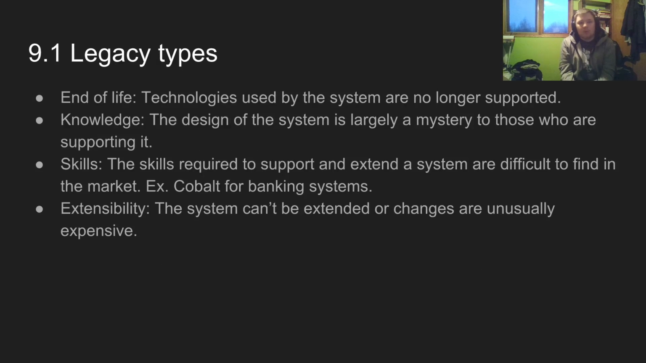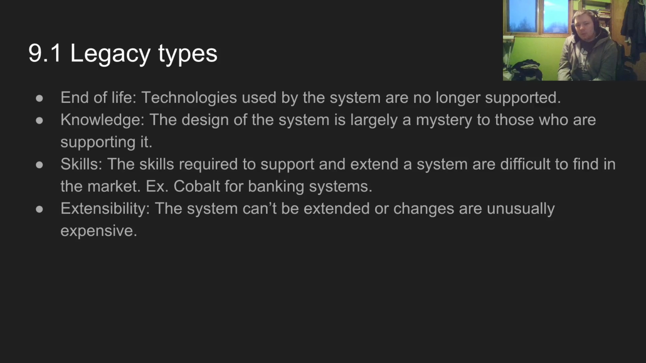Legacy types. We have end of life. Technologies used by the system are no longer supported. Knowledge. The design of the system is largely a mystery to those who are supporting it. Skills. The skills required to support and extend a system are difficult to find in the market.